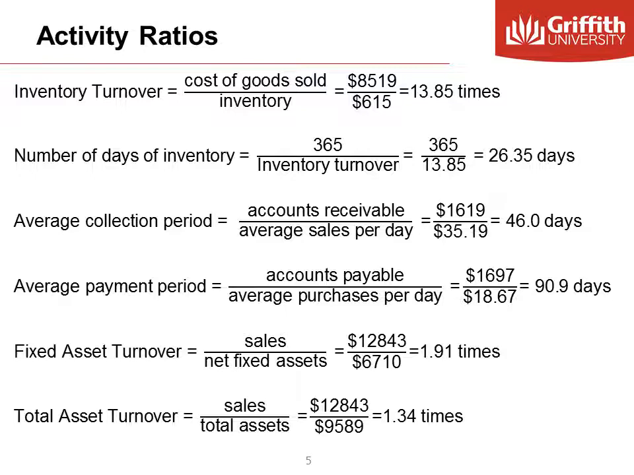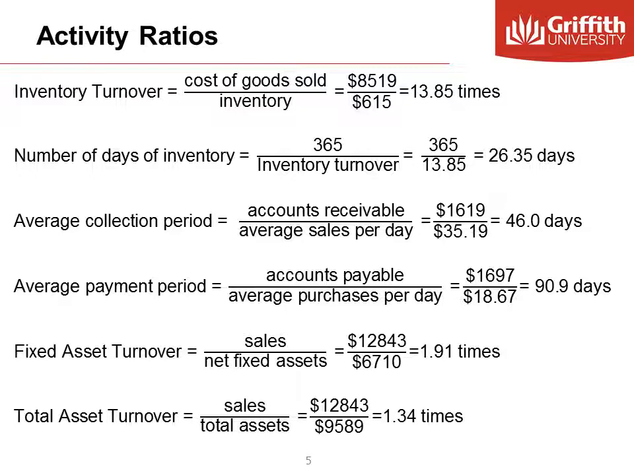The number of days of inventory is the average time it takes to acquire, process, and distribute the inventory. It's also known as the average inventory period, inventory holding period, and is the length of time the inventory remains within the company during the fiscal period. In our example, the inventory sits in the company for about 26 days before it gets sold.